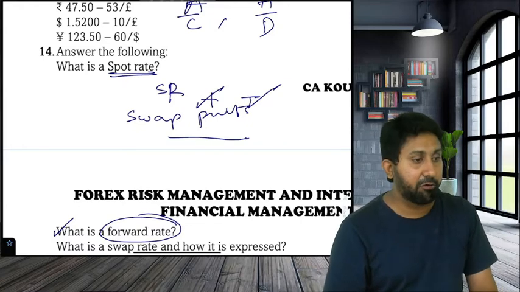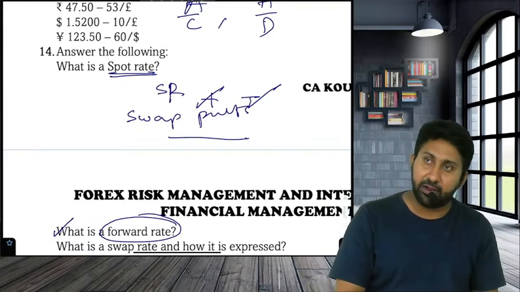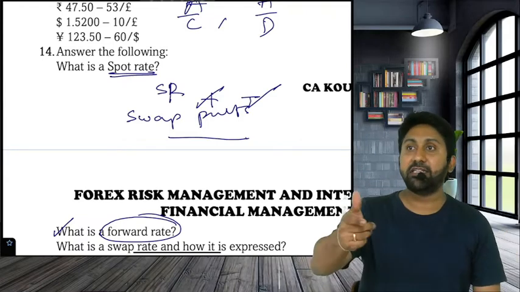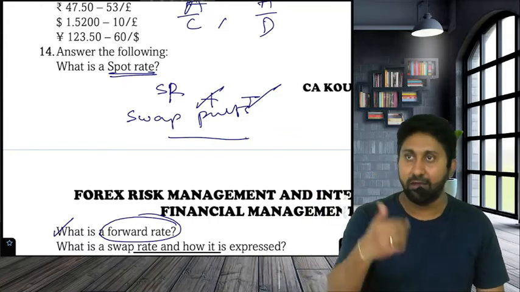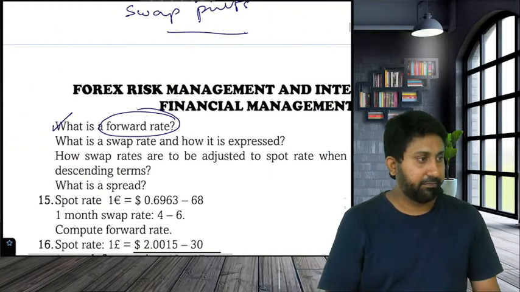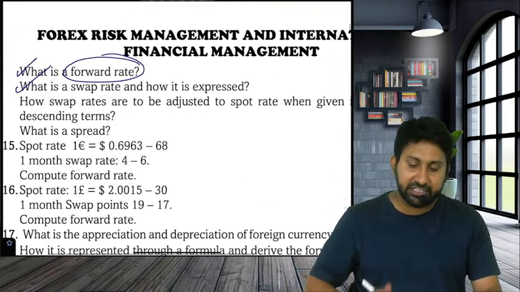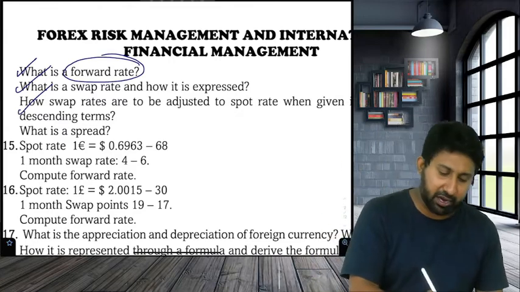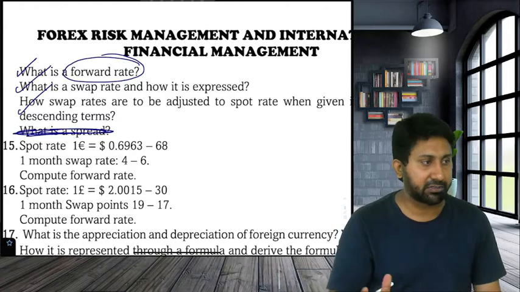By adding and deducting what points? Swap points. Swap points may be given in ascending order, and can also be given in descending order. If ascending swaps are given, add. If descending swaps are given, deduct. Why? We will discuss next. Spread we already understood. Spread means the difference between the bid and ask.